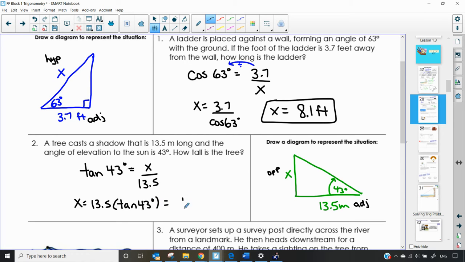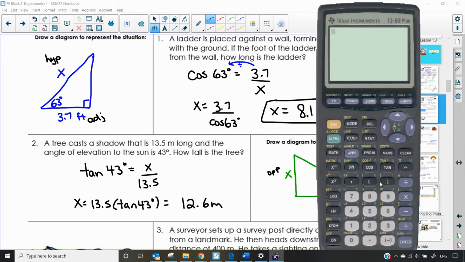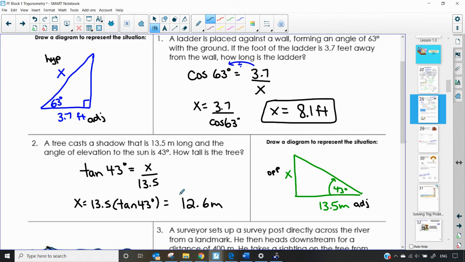gives us 12.6 meters. And again, if you want to check that with your calculator, you're going 13.5 tan 43, and we get 12.58895 and so on, so rounds to 12.6 meters.